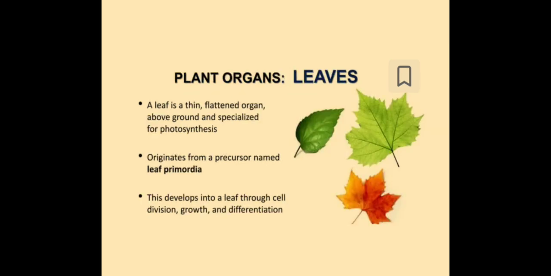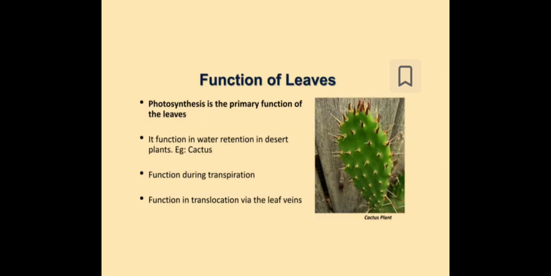Leaves. A leaf is a thin flattened organ above ground and specialized for photosynthesis. It originates from a precursor named leaf primordia. This develops into a leaf through cell division, growth and differentiation. Function of leaves. Photosynthesis is the primary function of a leaf. It functions in water retention in desert plants like cactus. Function during transpiration. Function in translocation via the leaf veins.